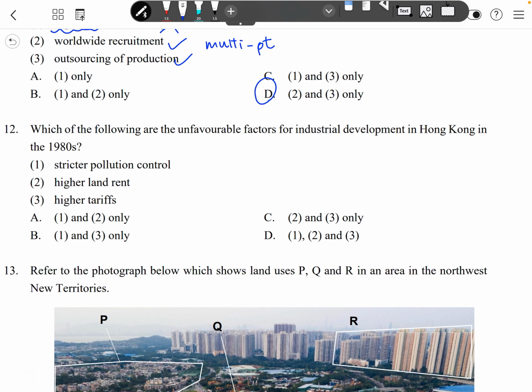Number 12. Which of the following are the unfavorable factors for the industrial development in Hong Kong in the 1980s? Stricter pollution control, high land rents, correct. No, the Hong Kong government did not impose high tariffs on industrial products, so high tariff is not correct. So the answer should be A.